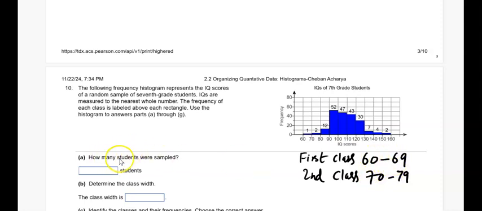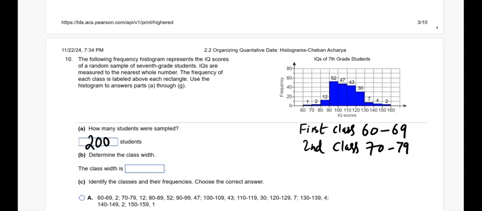So the first question is how many students are sampled. To find how many were sampled, you add all the frequencies, 1 plus 2 plus 12 and so on, and if you add carefully, the total is 200 students sampled. In other words, there are scores of 200 students.